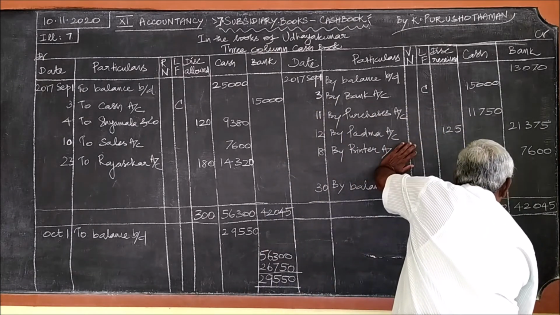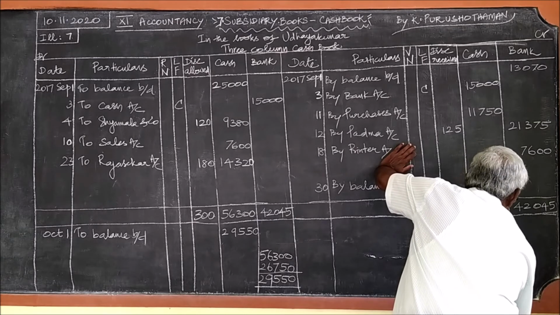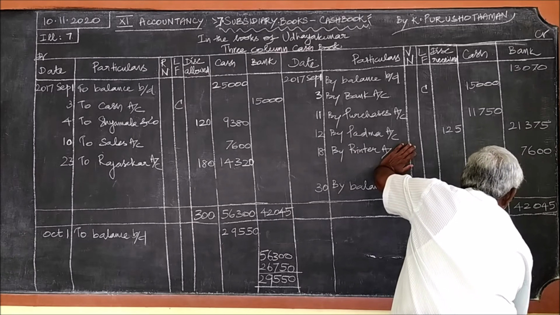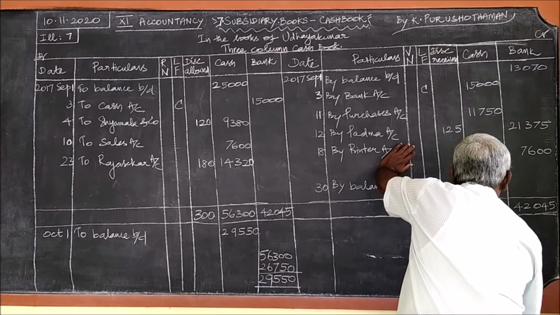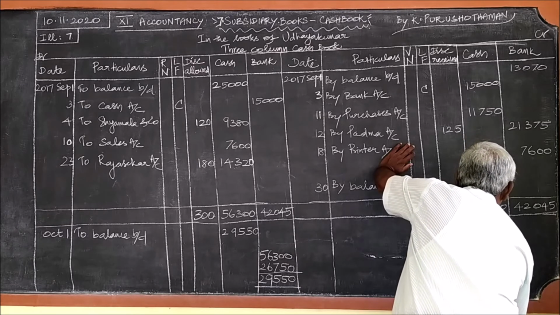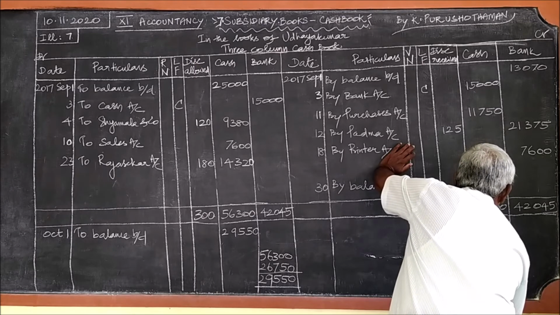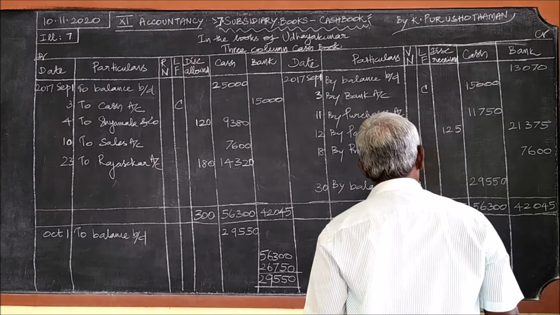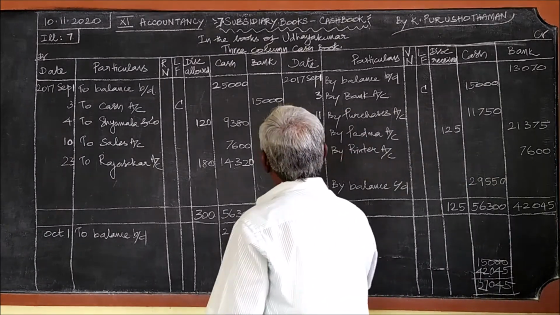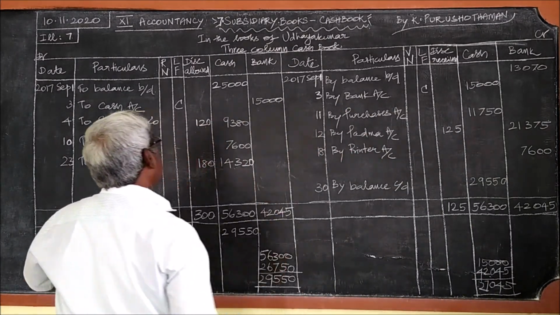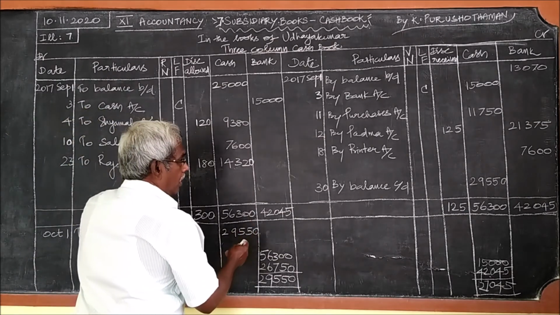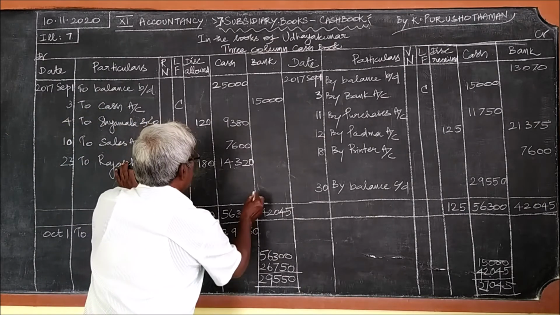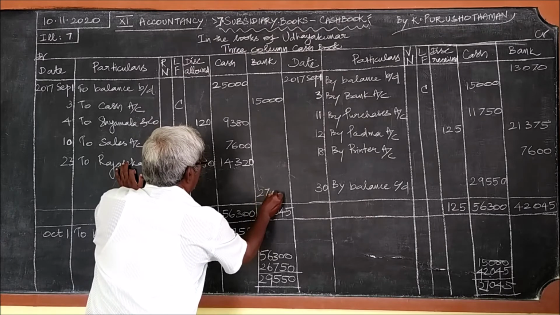From this you minus this. 5 minus 0, 5. 4 minus 0, 4. 0 minus 0, 0. 12 minus 5, 7. 3 minus 1, 2. 27,045. So, this is the missing amount or the balancing figure in the bank column, that is 27,045.